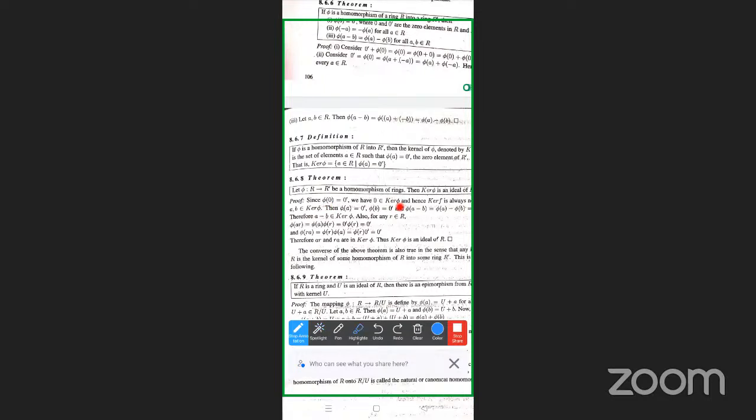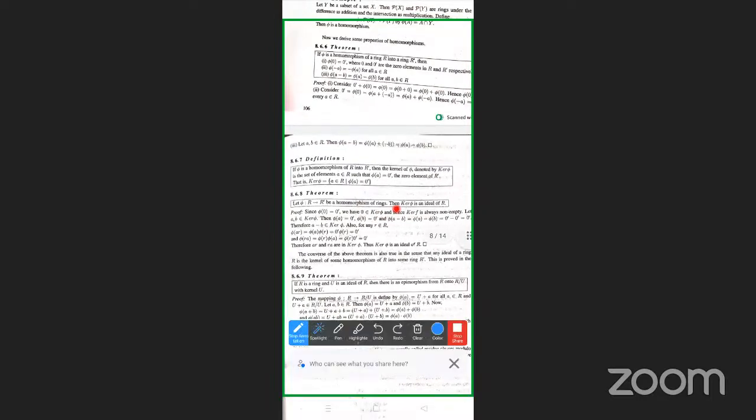So first we have to show that kernel pi is a non-empty set. A non-empty set is nothing but a set that contains at least one element. So that's why we are taking that every identity element in the domain can be mapped to the identity element in the codomain. So pi of 0 is equal to 0 dash. We have 0 belongs to kernel pi, so at least one element. Therefore, kernel pi is a non-empty set. Hence, kernel pi is always non-empty.